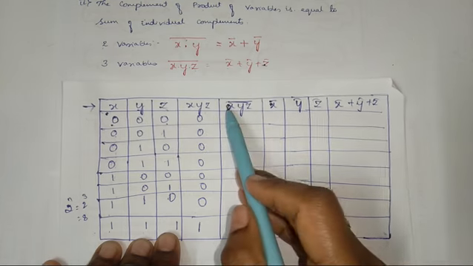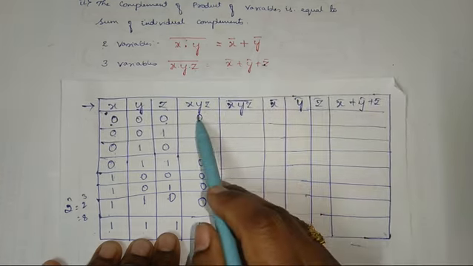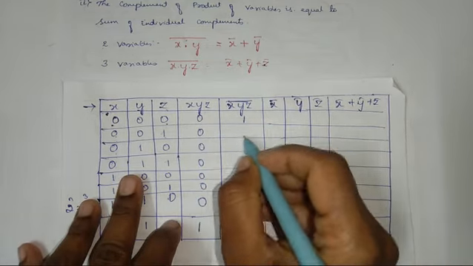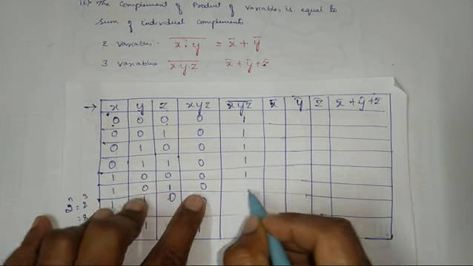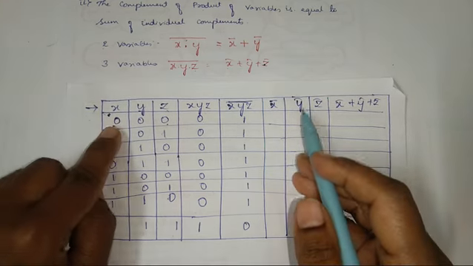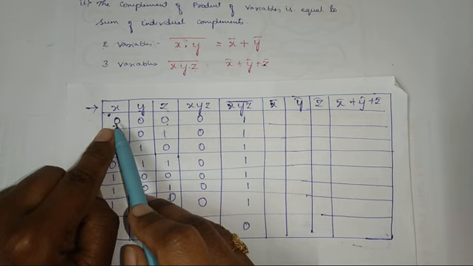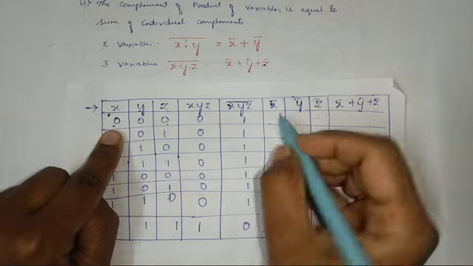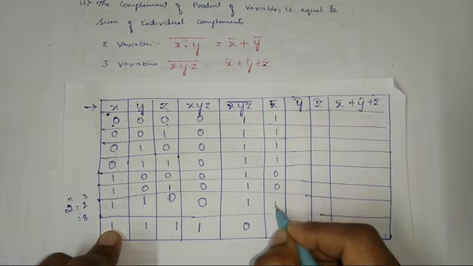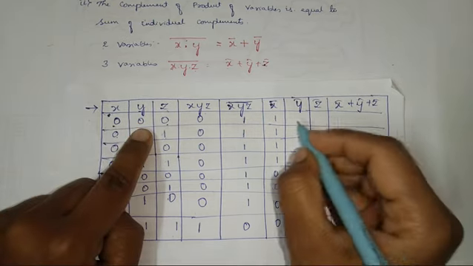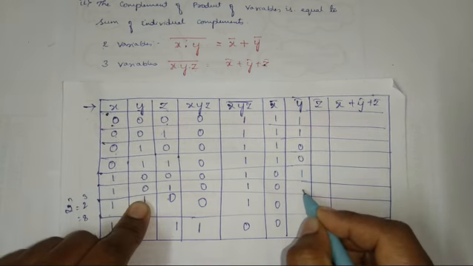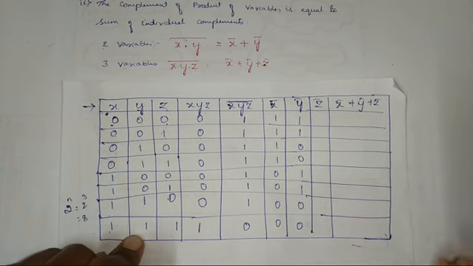Fine. Next, x, y, z whole bar. What you have to do? Now take the complement. For 0 it is 1: 1, 1, 1, 1. Okay, for 1 it is 0. Fine. Next, x bar. Look at the column x. You have to take the complement. For 0 it is 1, 1, 1, 1. It will be 0, 0, 0, 0. Next, y bar. Complement is 1, 1, 0, 0, 1, 1, 0, 0.